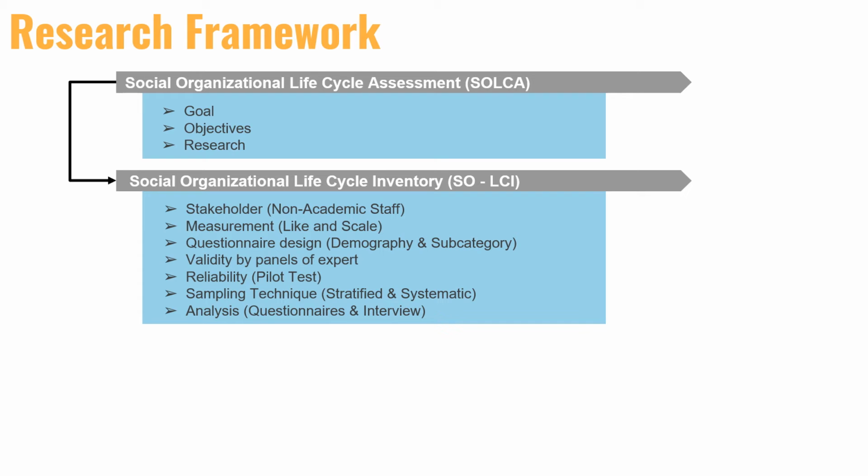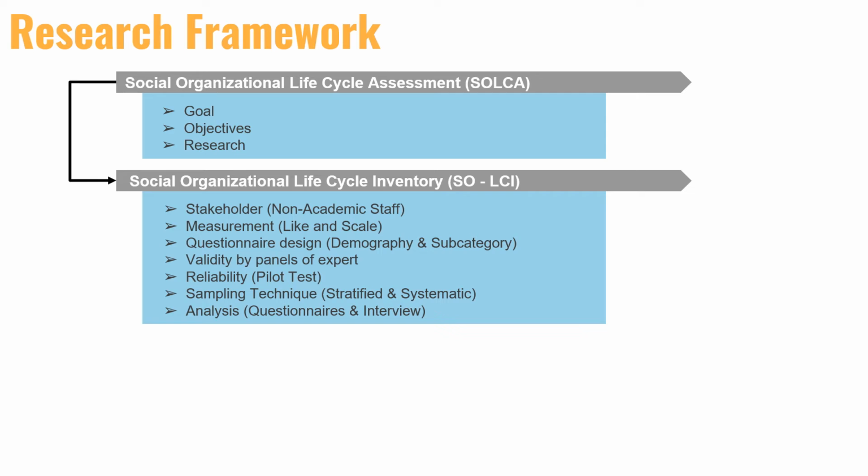Next is the questionnaire design format. This design format consists of 2 parts, which are part A as demography and part B as subcategory. The validity test will be evaluated by a panel of experts. After that there will be a pilot test for reliability. Next, sampling technique. It will use stratified and systematic techniques. It will be determined by the actual population to determine the sample size. And the data analysis is based on questionnaire and interview.